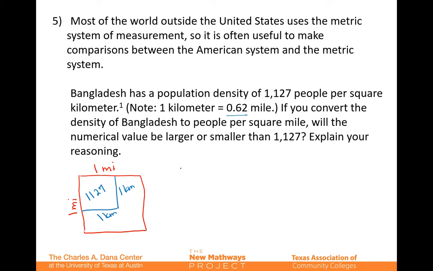Obviously, then, if we do the population per square mile, the numerical value will be larger. There'll be more than 1127 per square mile, because we would have the same density, only now we have a much larger area, so it would be even more people.